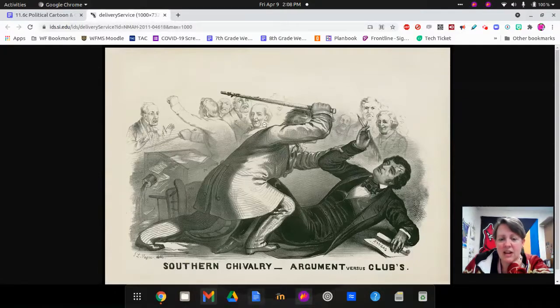Okay. And he's the one towering over Charles Sumner, who doesn't look like he's really fighting back. He is armed with a pen or a quill, writing a speech. And this is how they react, and this is how the South reacts.